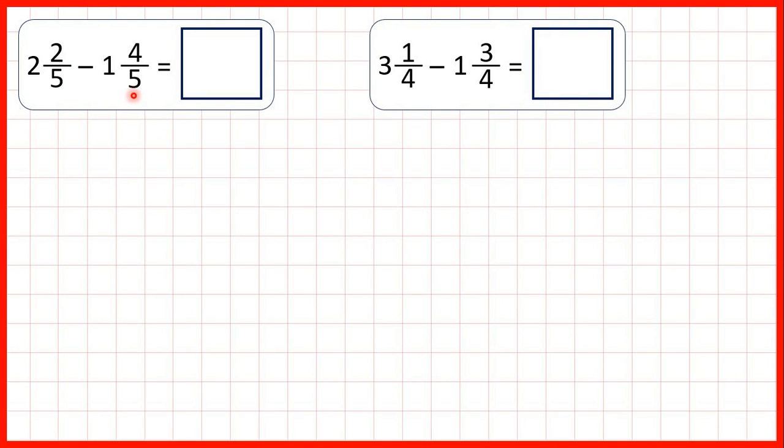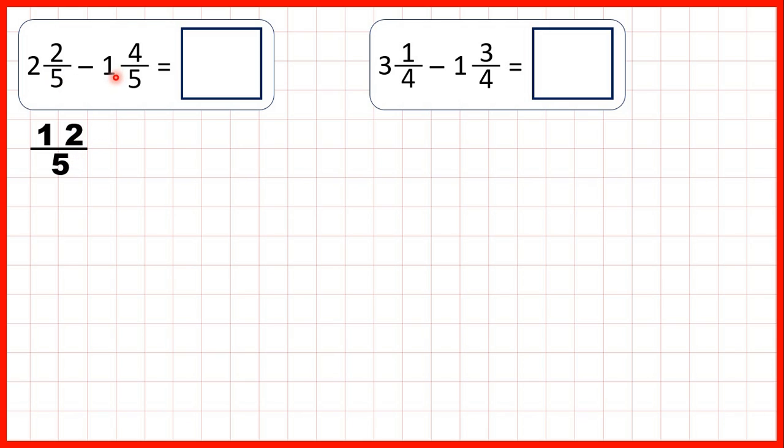Now here we're subtracting mixed numbers, but this time we're going to subtract by changing both mixed numbers in the question into improper fractions. So first we have 2 and 2/5 minus 1 and 4/5. So we can change 2 and 2/5 into an improper fraction. 2 times 5 is 10, and then 10 plus 2 is 12. So as an improper fraction, 2 and 2/5 can be written as 12/5.